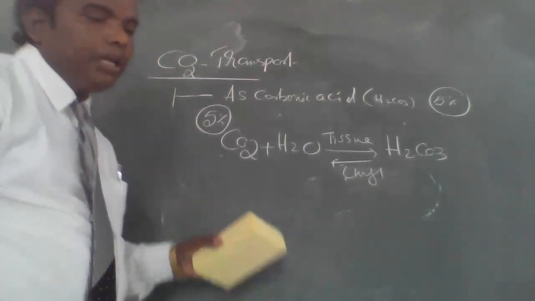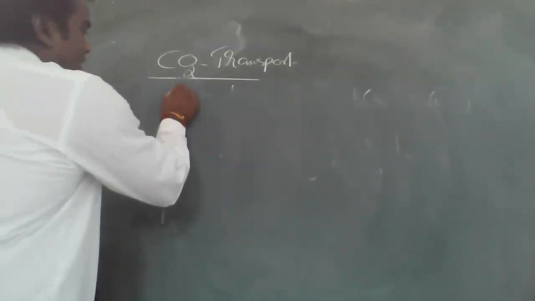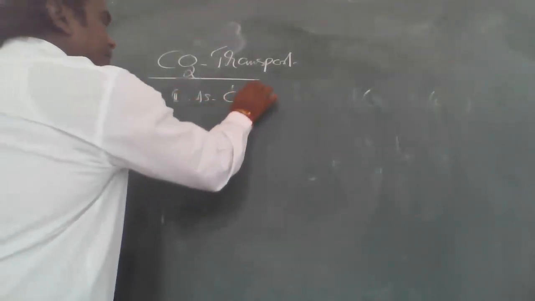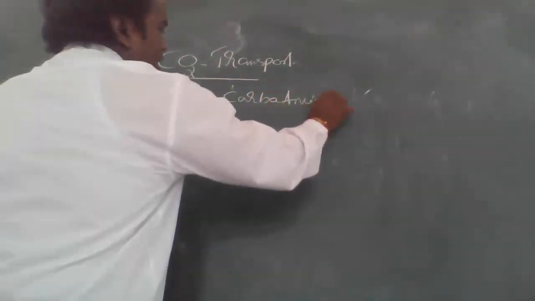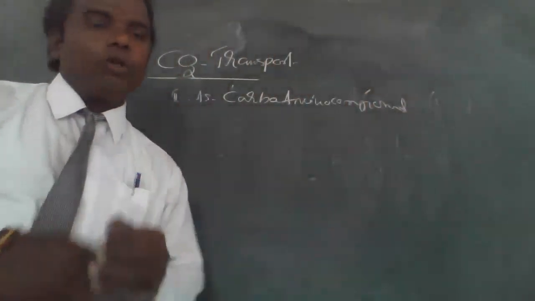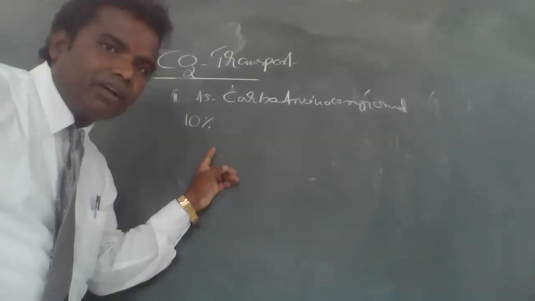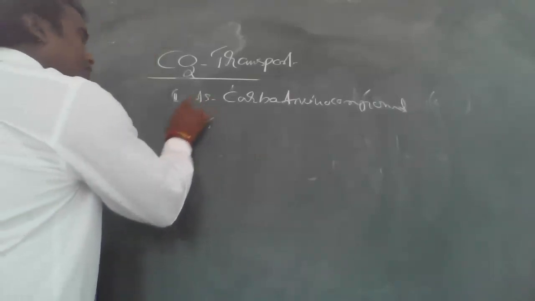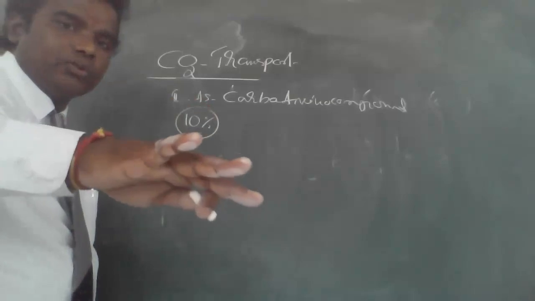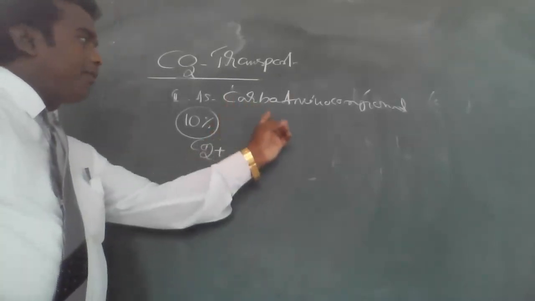Now coming to the next point: number 2, carbamino compounds. Very, very important. How much percentage is transported as carbamino compounds? 10%. Remember one thing: 10% of carbon dioxide is carried or transported through carbamino compounds.